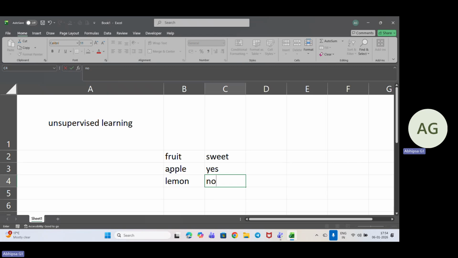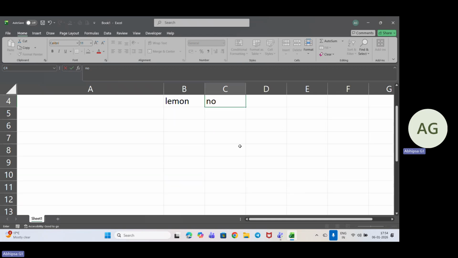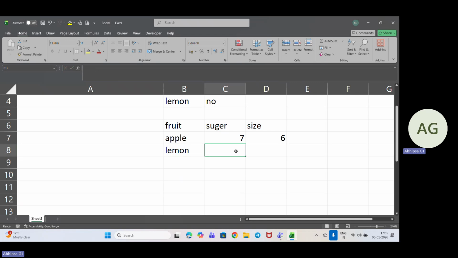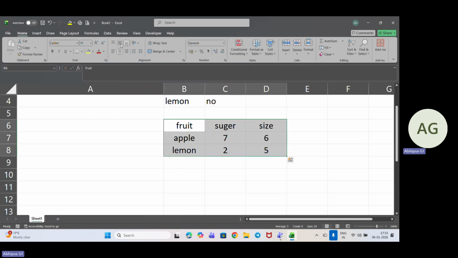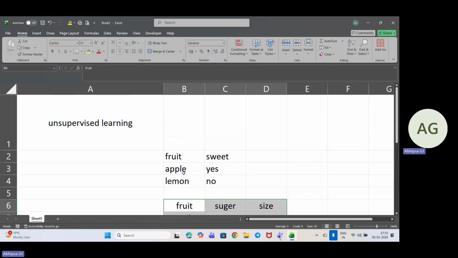Now coming down to unlabeled data. Unlabeled data comes under the unsupervised category. For this, suppose we have fruit, next we have the sugar, then we have, suppose, the size. Here the fruit is apple, the sugar level is 7, and the size is 6. Again, coming down here as lemon, the sugar is 2, and the size is 5. Okay, so this is the major difference between labeled and unlabeled data.